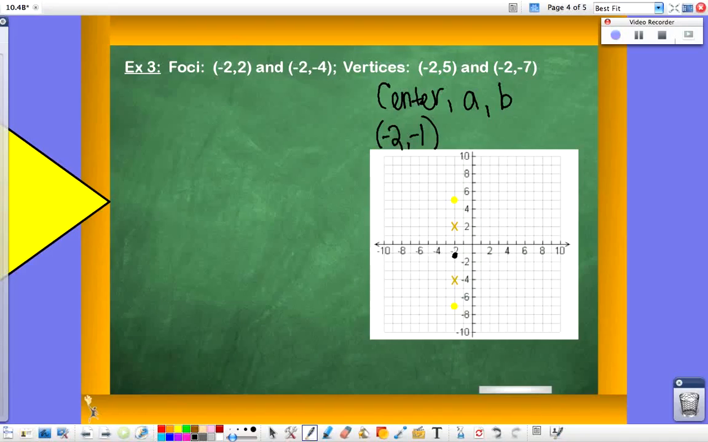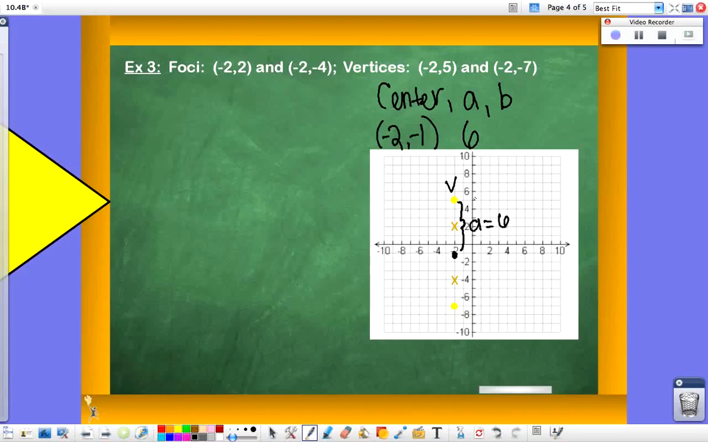Our A value, remember, comes from the distance from this center to my vertices. So from my center to this vertex right here, how many units apart is that? 1, 2, 3, 4, 5, 6. Which means that my A value here is 6.